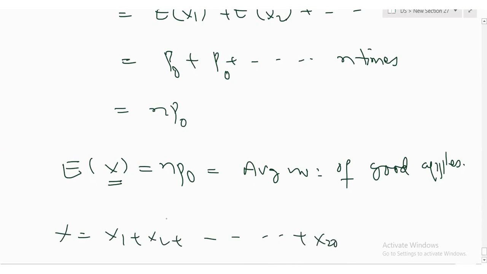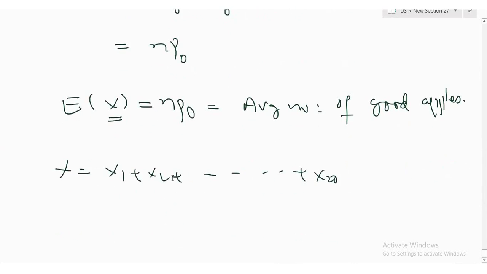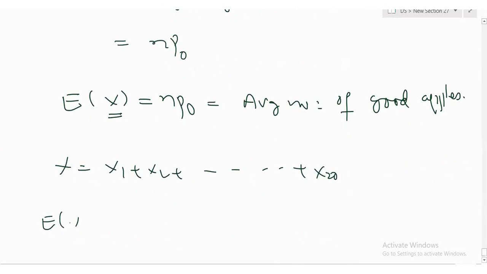X20? Each day is a Bernoulli. You are meeting the SLA, or not meeting the SLA. What is this? Okay, sorry, 20. Right?